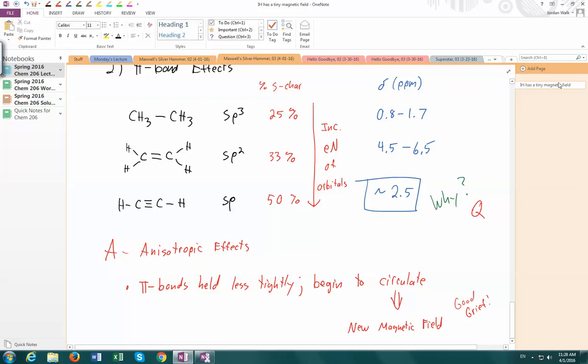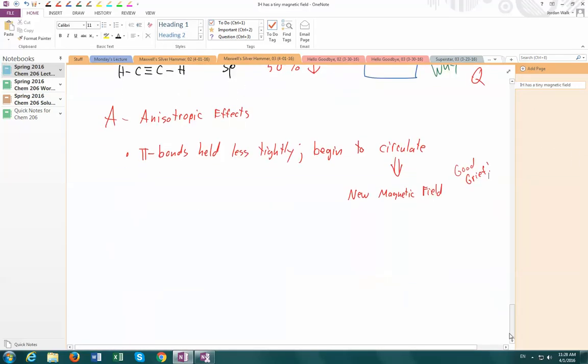That's what I wrote in my notes, but my presentation is just not there today, so I'm trying to get through the info too quick. All right, so good grief. We have another magnetic field.